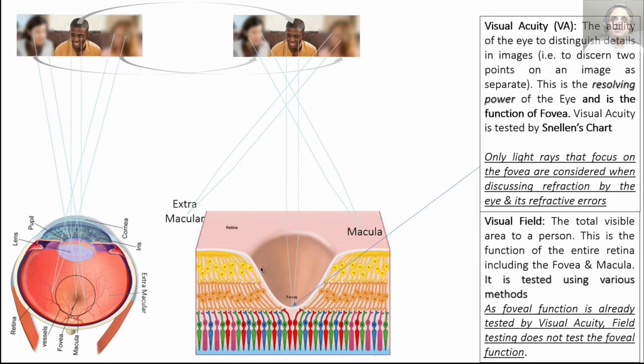But in summary, again, visual acuity is a function of the fovea, and it is tested using Snellen's visual acuity. Visual field is everything you can see, including the fovea. Visual field testing is done using various ways. I'm sure you have done confrontation visual fields. But when you're doing visual field testing, usually the fovea is not tested because it's already tested using visual acuity.